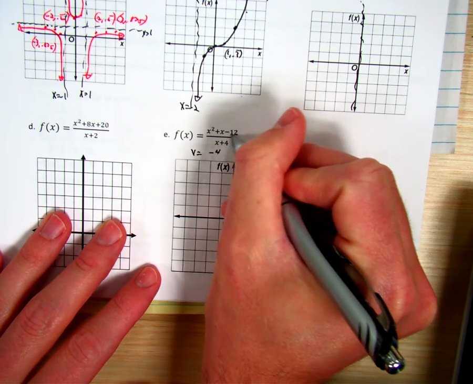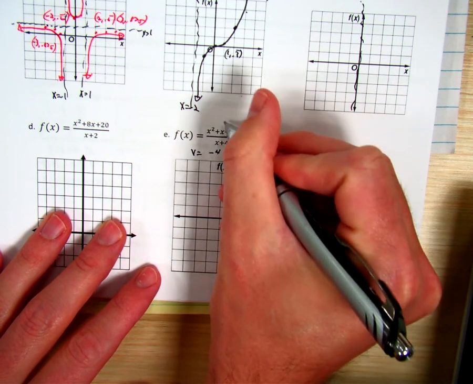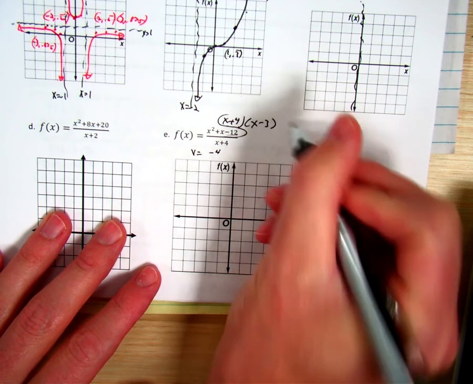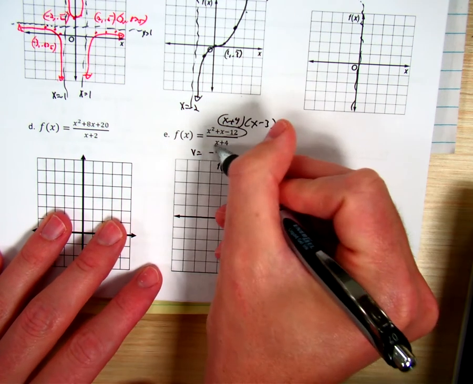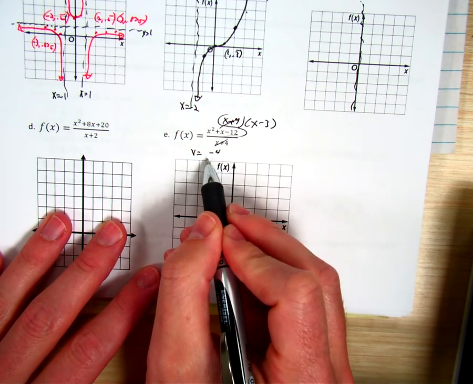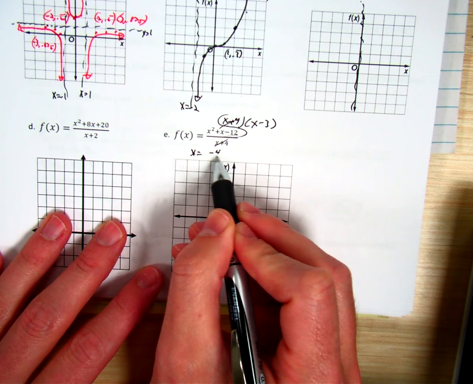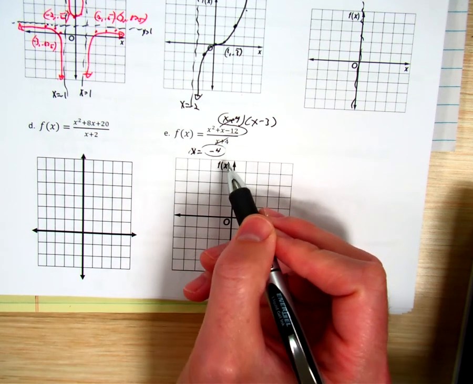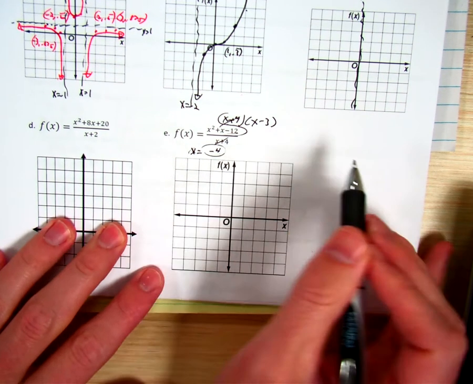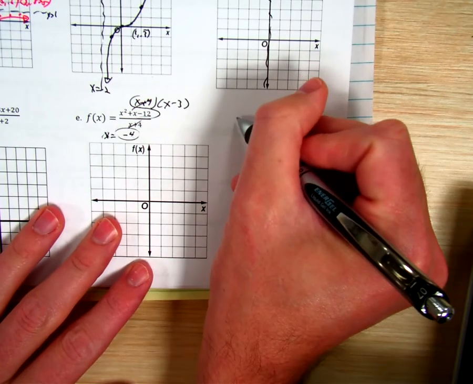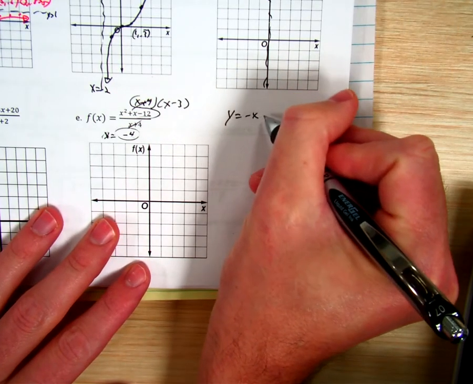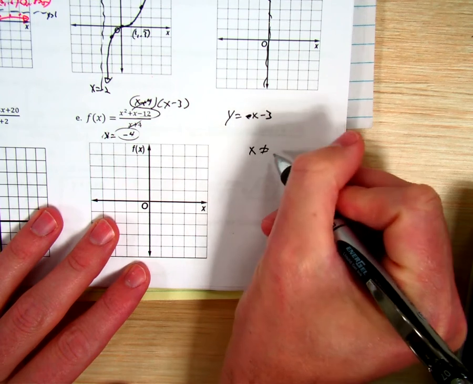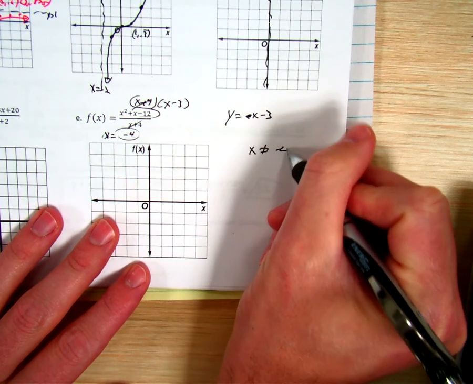Oh, here's what happens. This is factorable. This is x plus 4 times x minus 3. Now my x plus 4's cancel out. Now I no longer have a vertical asymptote, but I'm still going to have a hole at -4. I still can't use x equals -4 because in my original equation that's a no-no. Okay? So I'm graphing x minus 3, but x cannot be -4.